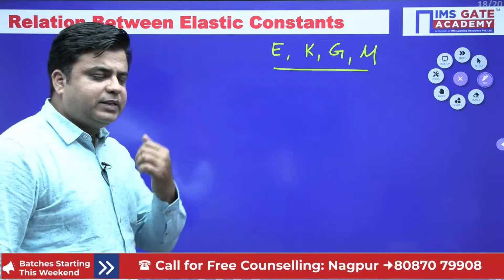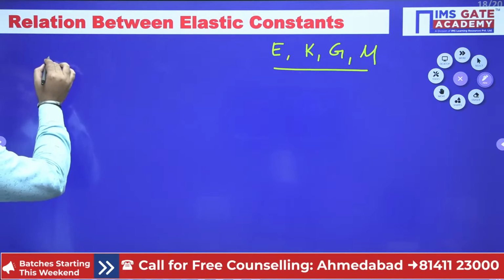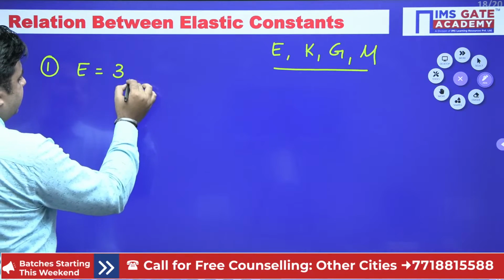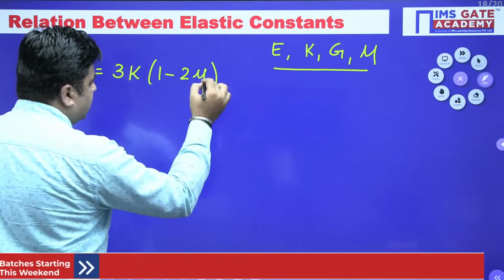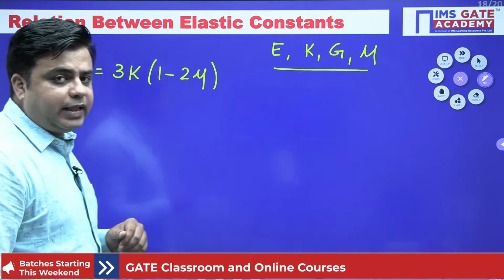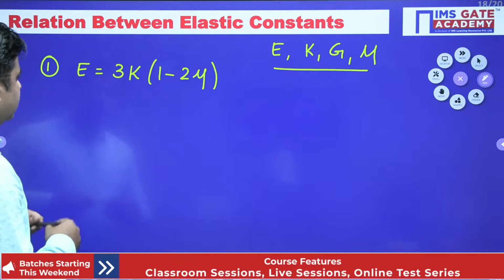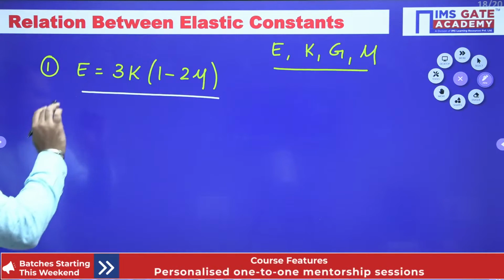So now the basic relations that exist between these elastic constants. The first relation is E is equal to 3K into 1 minus 2 mu. This is my first relation. Now observe this relation very carefully.